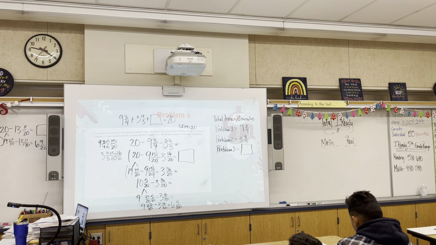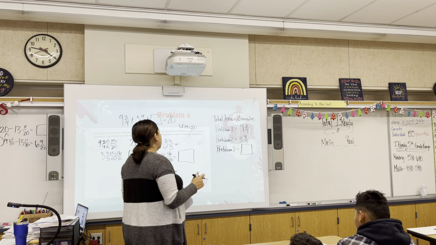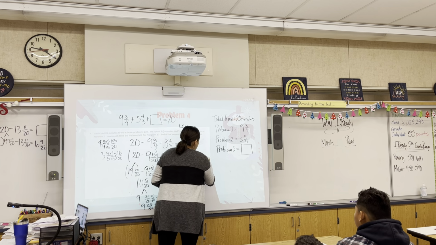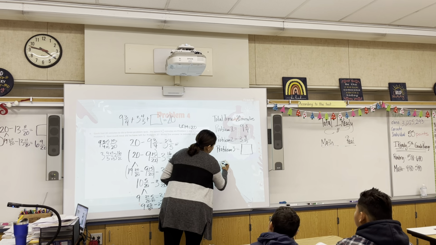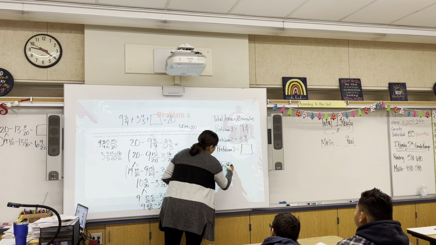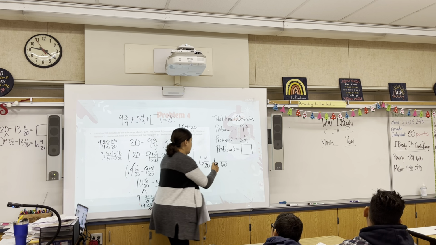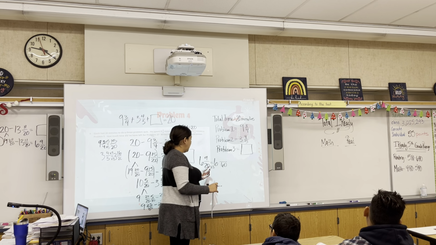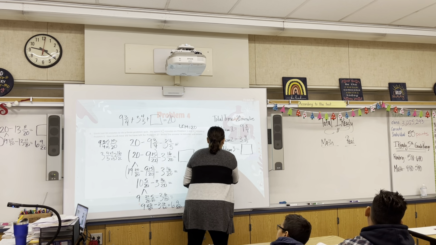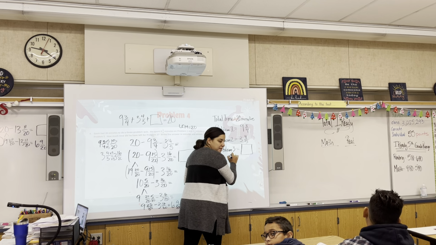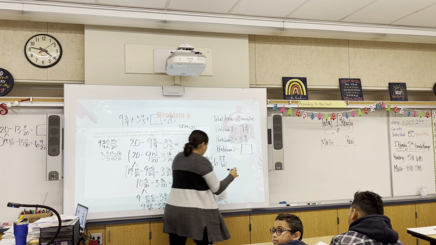So we know our answer is 6 and 9/20. How many seconds are in a minute? 60. So 6 and 9/20 is equivalent to 6 minutes and some seconds over 60, right? So 20 times what gets me to 60? Good. And whatever I'm doing to the denominator, I'm doing to the numerator. So 9 times 3 is what? 27. Good.